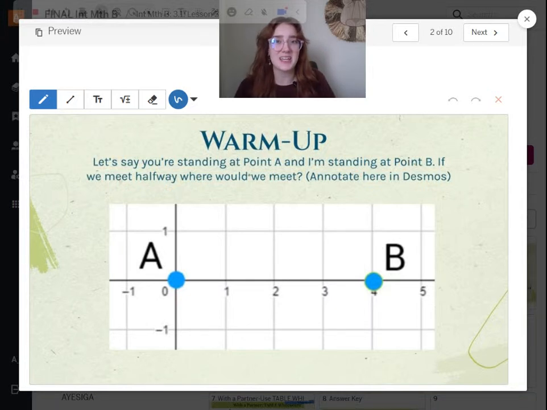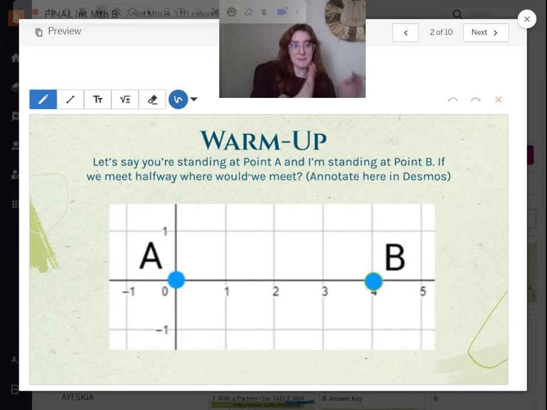All right, hello, we're looking at 3.1, lesson 3 of 3, midpoint. This is our warm-up on slide 2, so if you're not here, you want to make sure you're looking at slide 2. I'm going to read through it, and then you'll try it on your own. We'll go over it. So it says, let's say you're standing at point A, and I'm standing at point B.